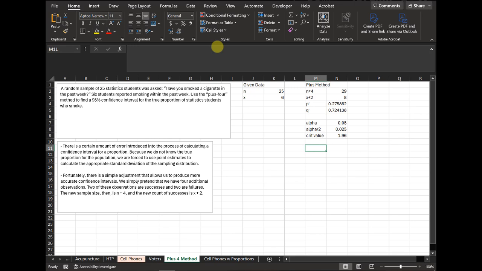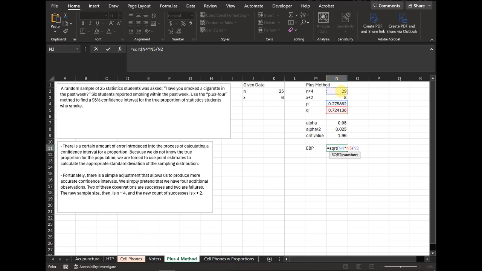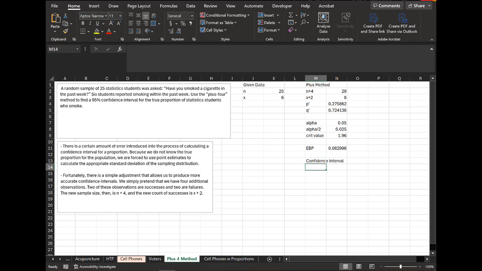Okay, and so now from here, I can go ahead and calculate my error bound. So my error bound is found by taking the square root of p prime times q prime, all of that divided by my new n. So there's my error bound. And then from here, I can compute my confidence interval. And so I can compute the high versus the low parts of my confidence interval. So in this case, I'll use my p prime plus my error bound for the high part and my p prime minus the error bound for the lower part.